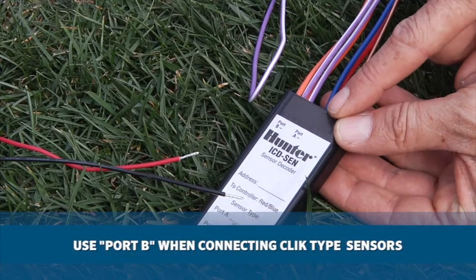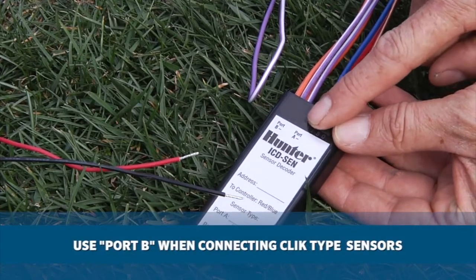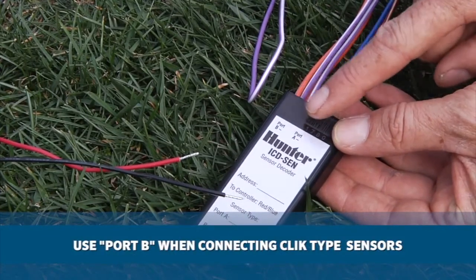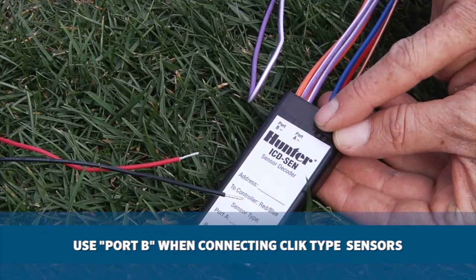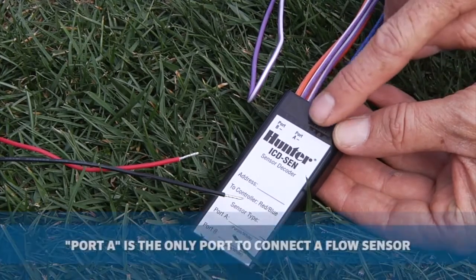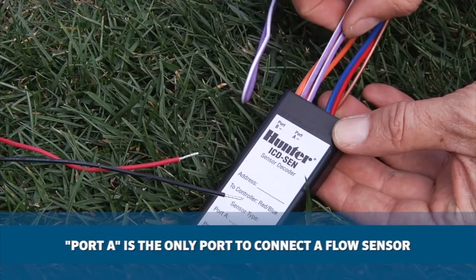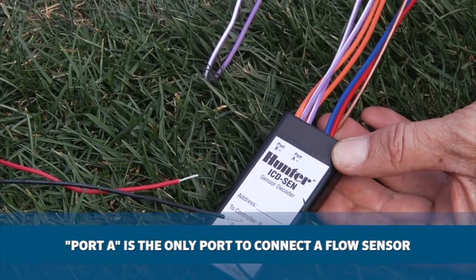The sensor decoder has 2 ports, A and B. Port B is used to connect click-type sensors such as a rain click sensor. Port A can also be used to connect a rain sensor, but this is the only port that allows you to connect a flow sensor.